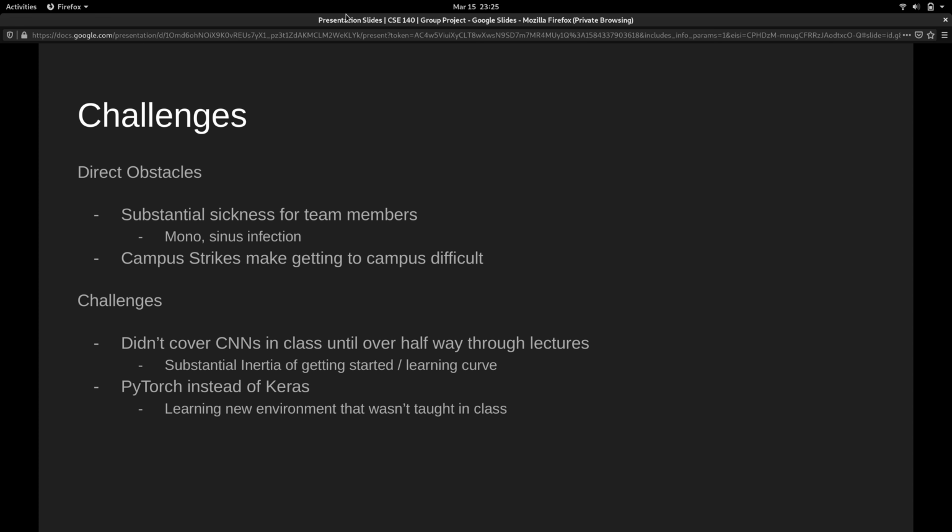And then some structural challenges. We used PyTorch instead of Keras, which was difficult because the class is taught in Keras, and we didn't cover CNNs in class until over halfway through the lecture. So it took a while to get started.